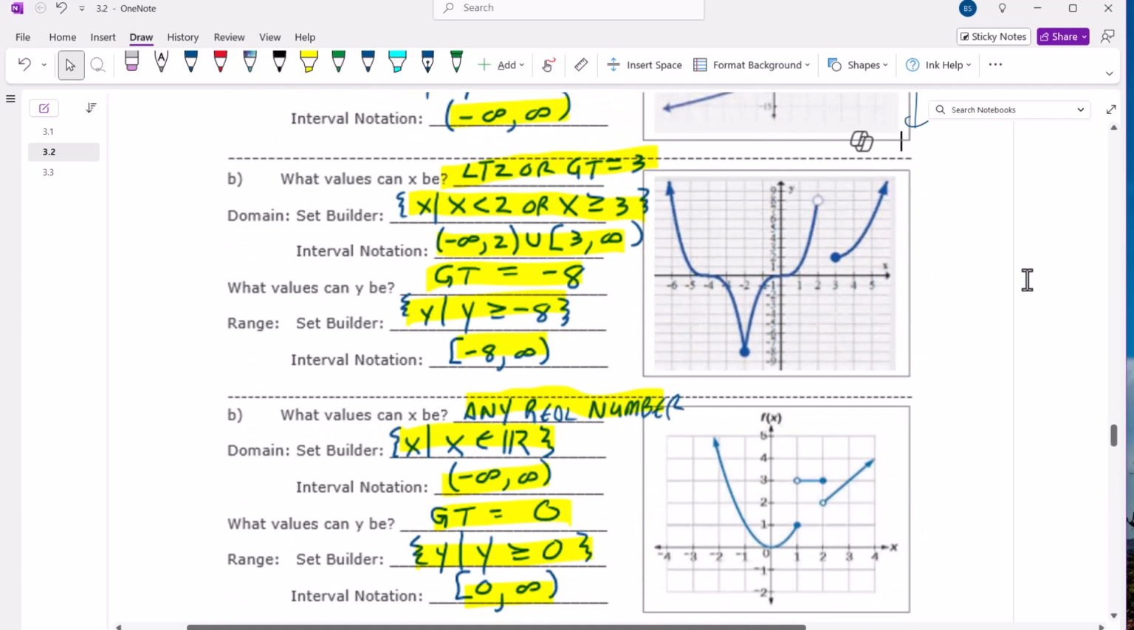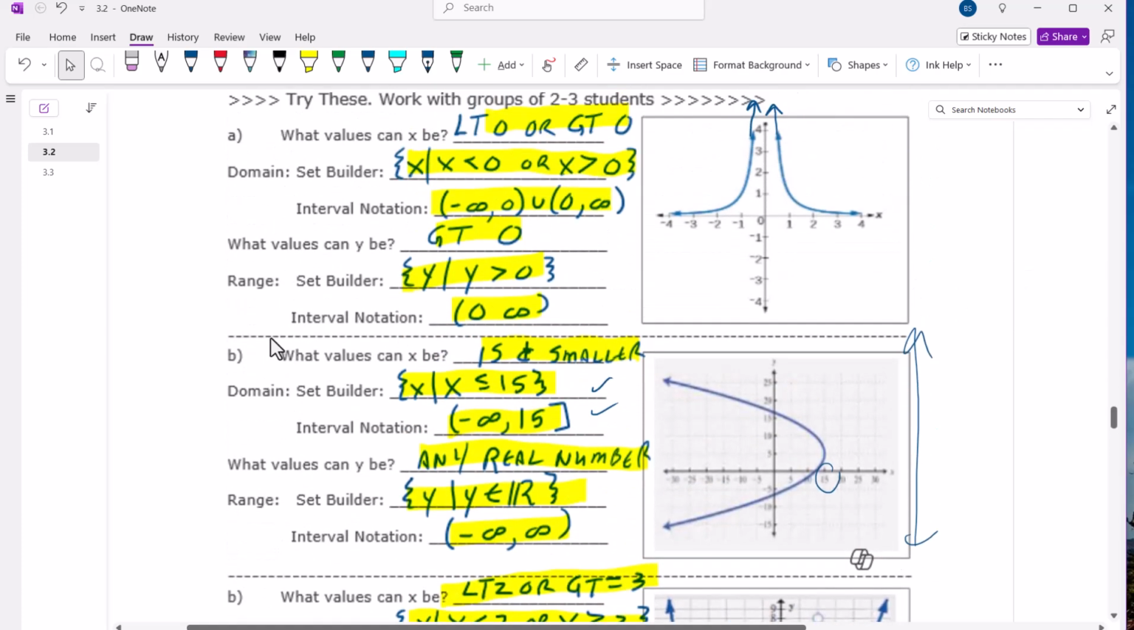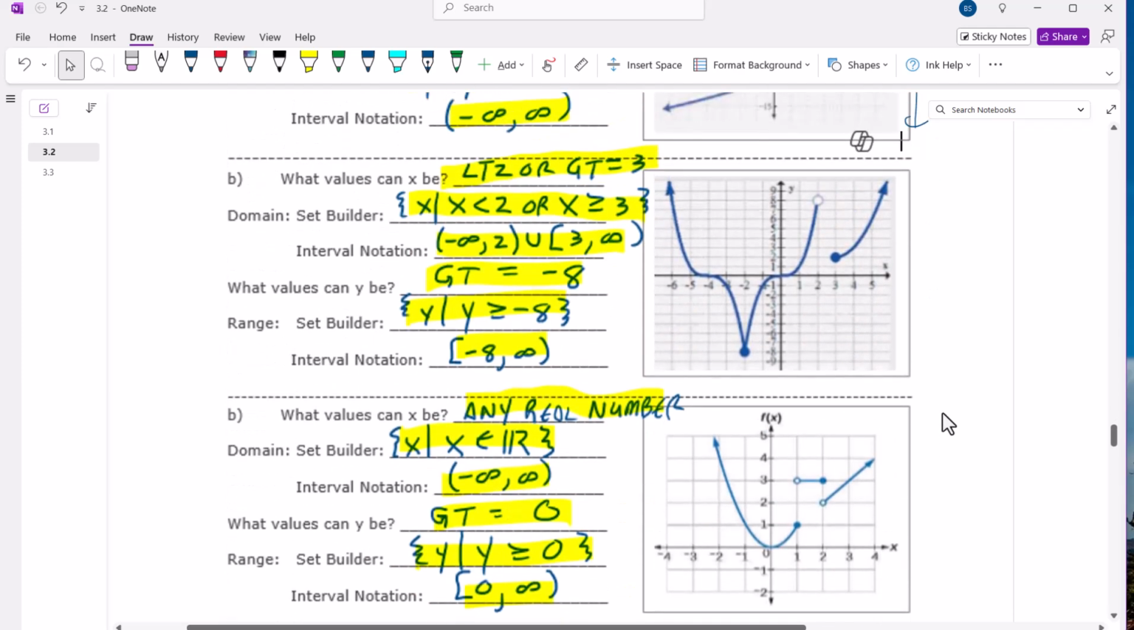Okay, going down to these next two here. So this one is x can be less than 2, or it can be greater than or equal to 3. Because you have a solid dot there, and less than 2 because you have an open dot there. All of these x values make up how you write the domain. Notice you have a bracket on the 3 to include that, and a parenthesis on the 2 to exclude that.